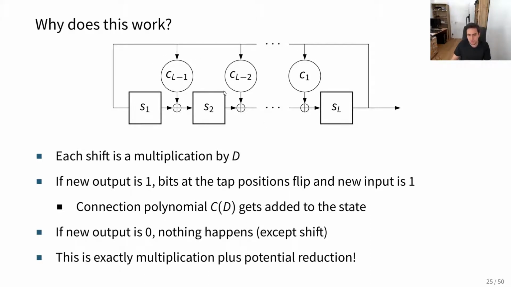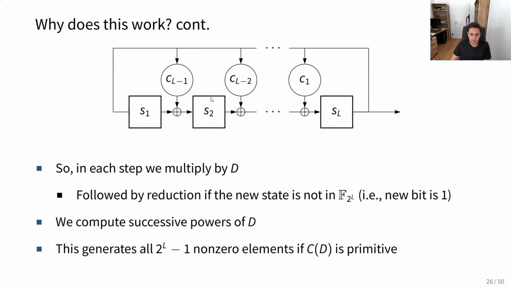And if you compare this with, for example, multiplication between two polynomials in finite fields, and with the reduction of an irreducible polynomial in that finite field, then you will see that for the bitwise methods, this is exactly what happens. So essentially we multiply by d, and if we basically are outside of the field, we reduce again. So in each step we multiply by d, so what we compute is successive powers of d.